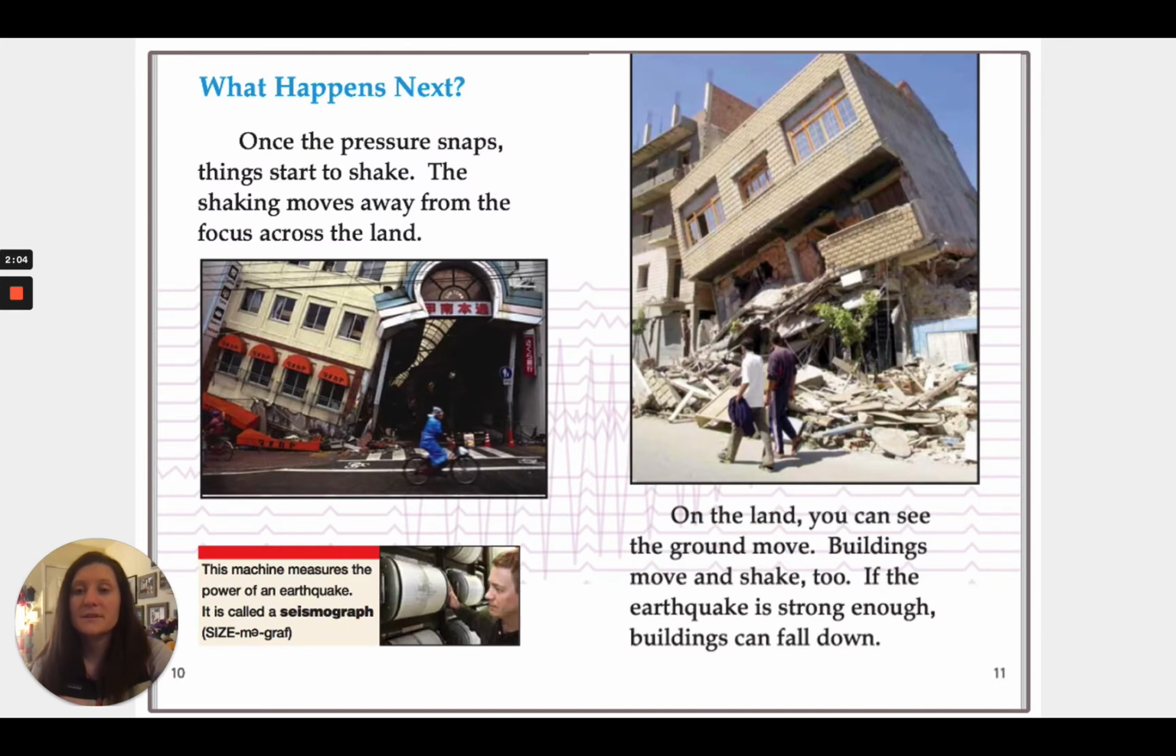So what happens next? Once the pressure snaps, things start to shake. The shaking moves away from the focus across the land. And then down here it says, this machine measures the power of an earthquake. It is called a seismograph. On the land, you can see the ground move. Buildings move and shake too. If the earthquake is strong enough, buildings can fall down.